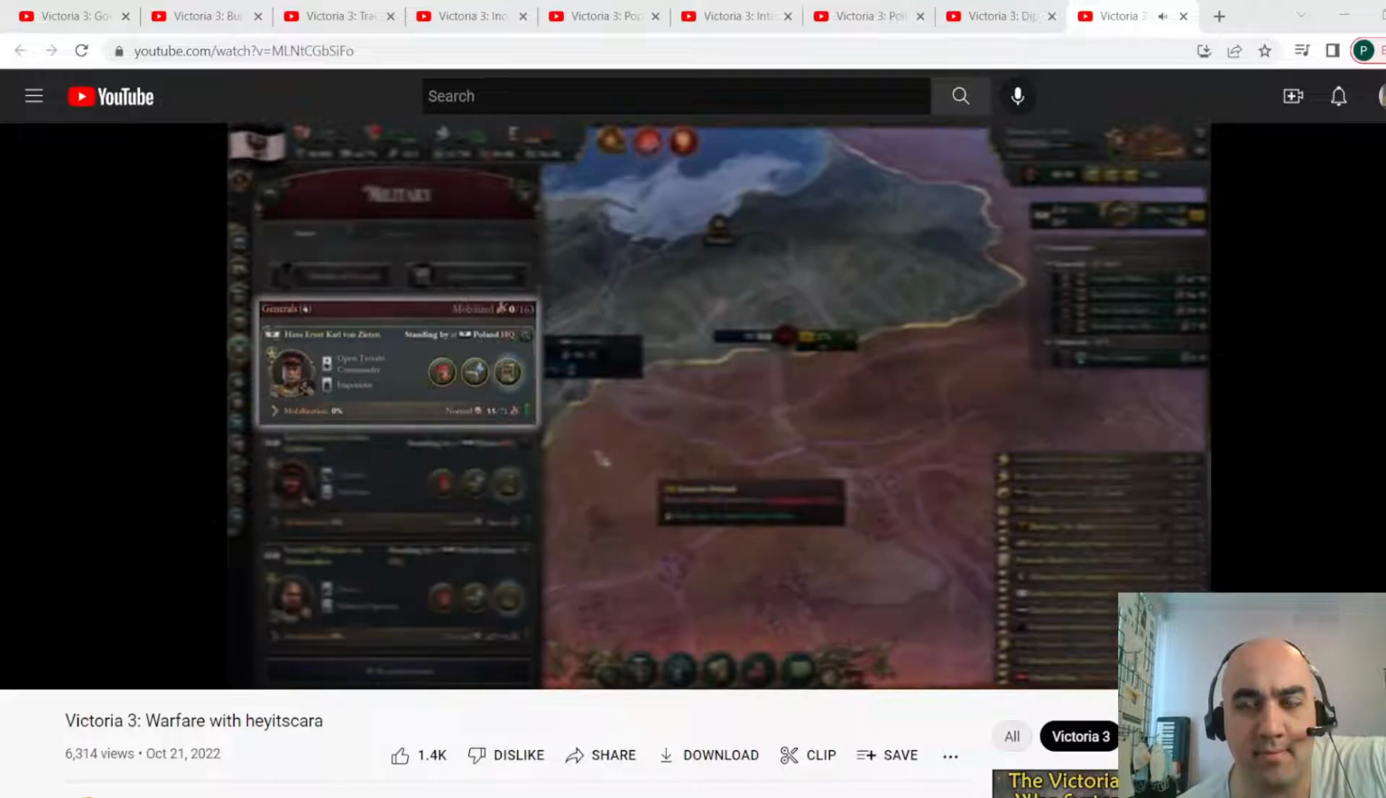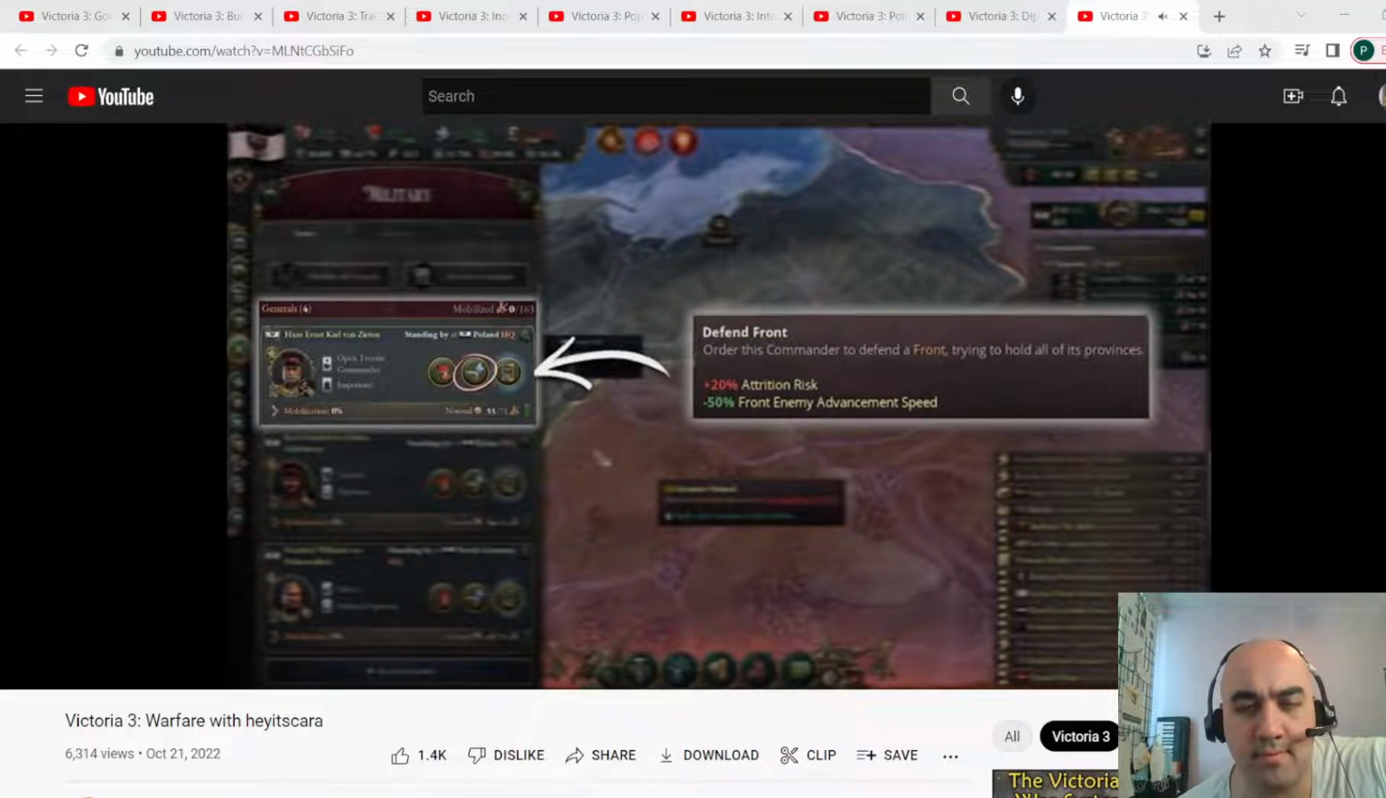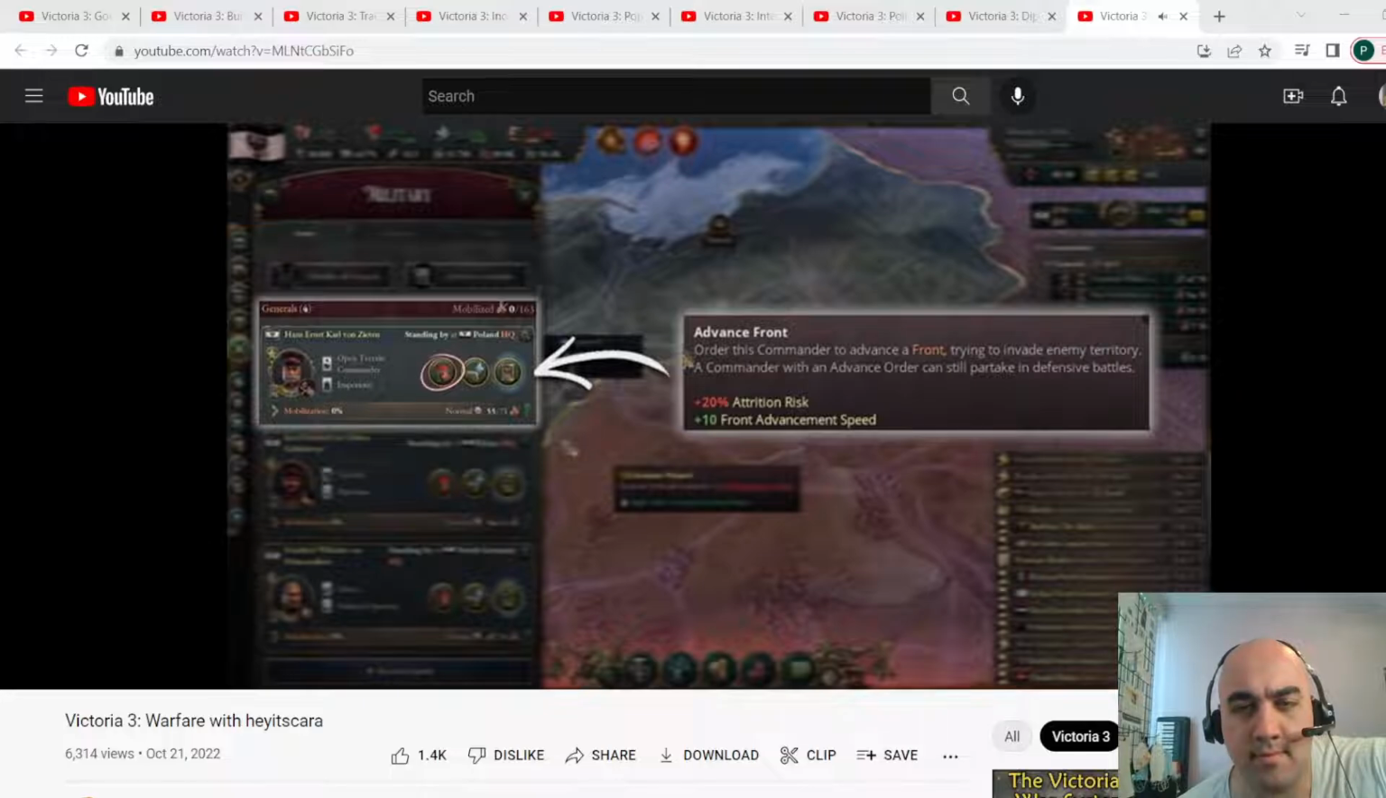There's 3 orders you can give to a general: Standby, Defend Front, and Advance Front. Standby orders the general to remain idle without joining a front. Their troops will be garrisoned to try to best prevent enemy incursion. Defend Front tells your general to gather their troops and defend enemy advances along the targeted front line without trying to advance themselves. Their focus will be on intercepting advancing opposing armies and repelling enemy forces. Advance Front tells a general to gather their troops and try to attack to make incursions into enemy territory along the targeted front line.